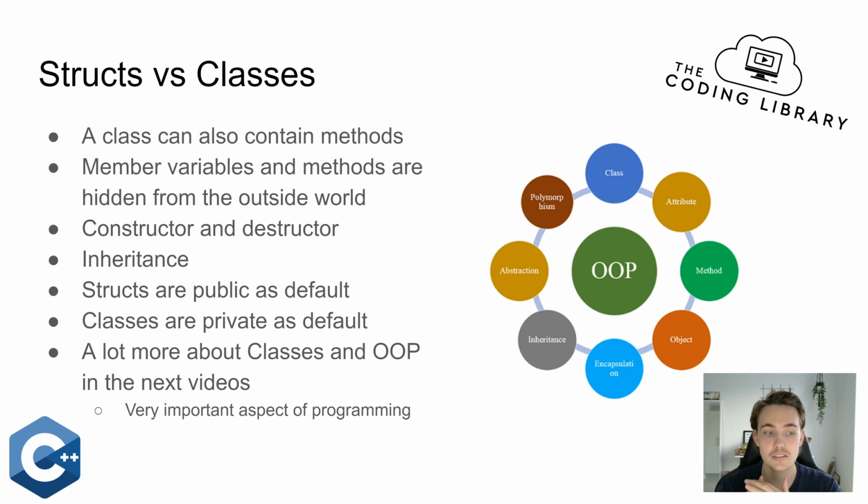So classes also have constructors and destructors. When we initialize an object, we use a constructor to give it some initialized data or member variables, if we want to do that in some situations, whereas in structs we don't have a constructor and destructor. And when we're talking about classes, we also have inheritance, where we can inherit from other classes.